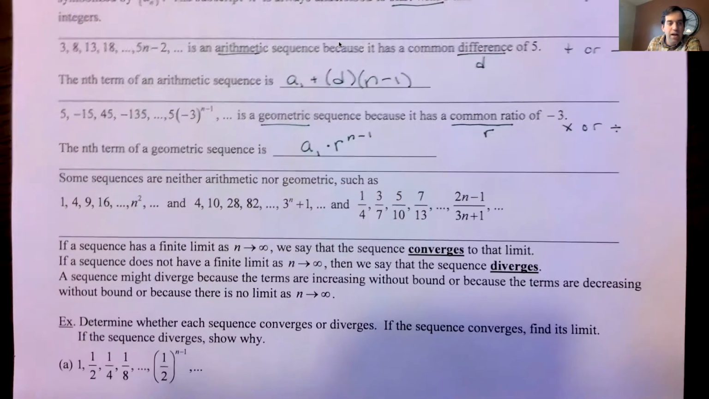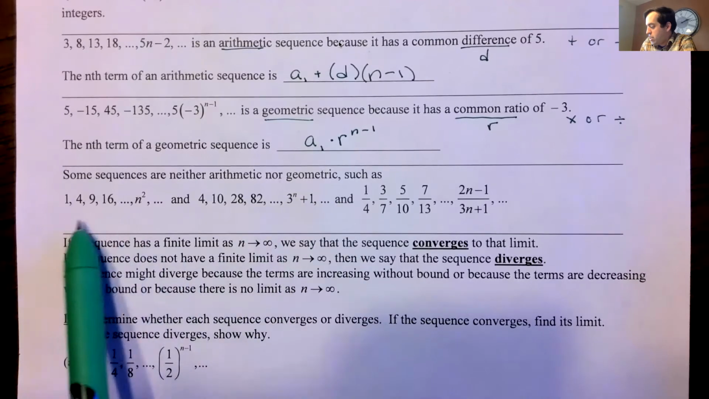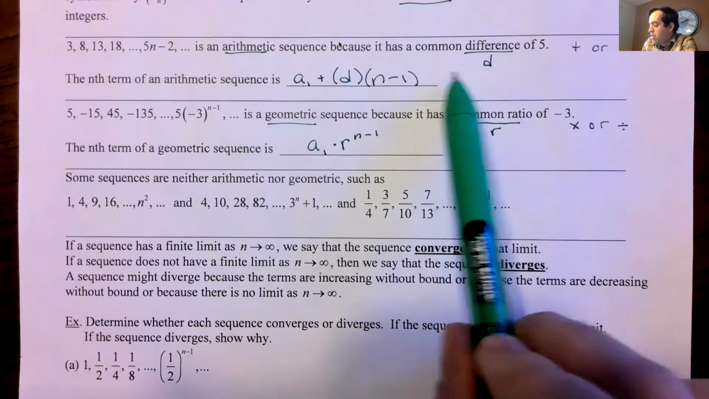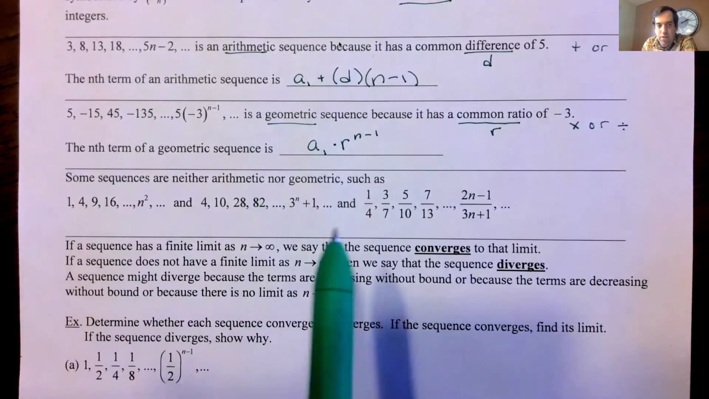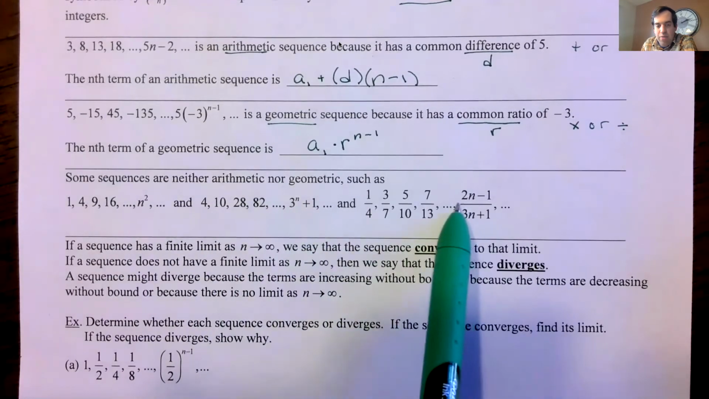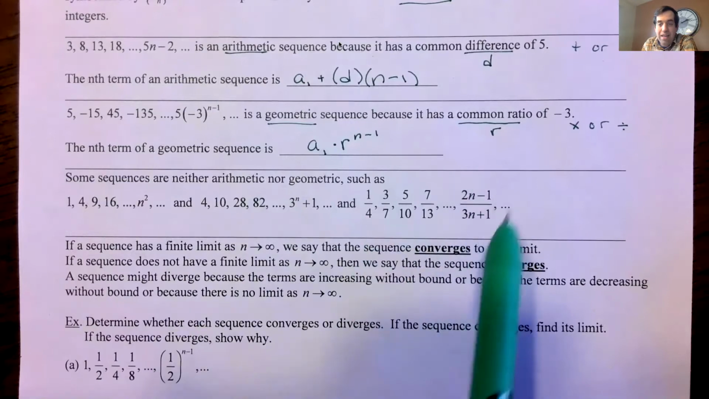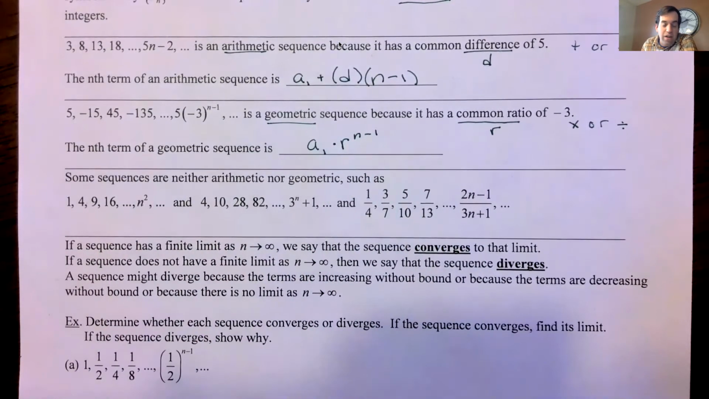Okay. Some sequences are neither arithmetic nor geometric, such as these. If we just have n squared, 1, 4, 9, 16, there's no common difference or common ratio in that example of a sequence. Same thing for 3 to the n plus 1, and same thing for 2n minus 1 over 3n plus 1. You can get kind of creative with the way that these are defined, and again, they're not always just adding or subtracting or multiplying or dividing the same number every time.